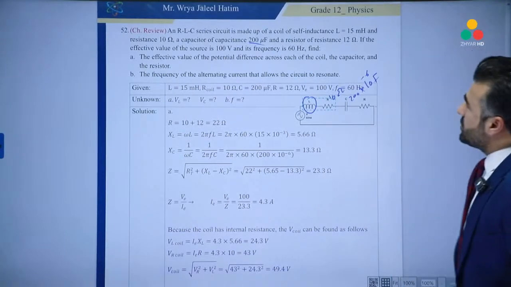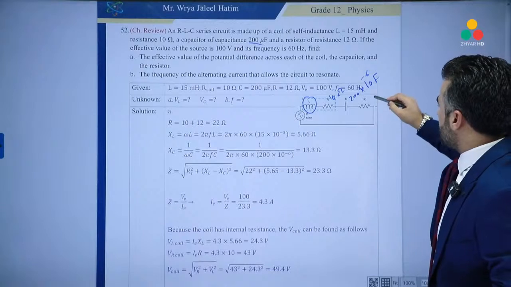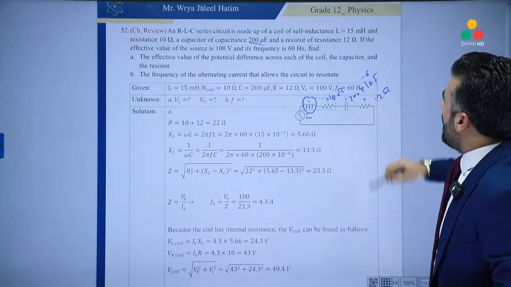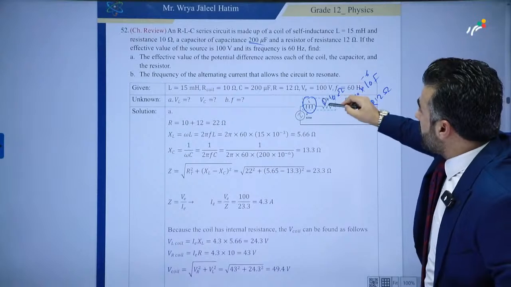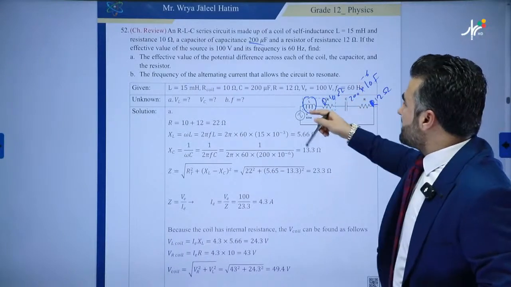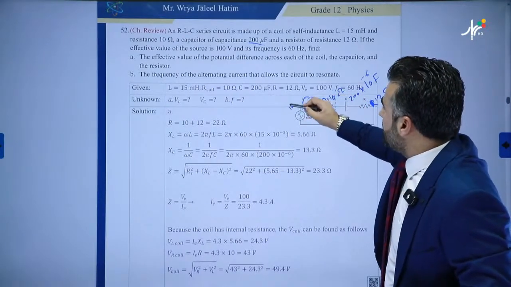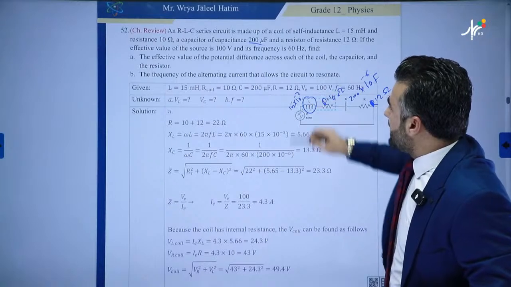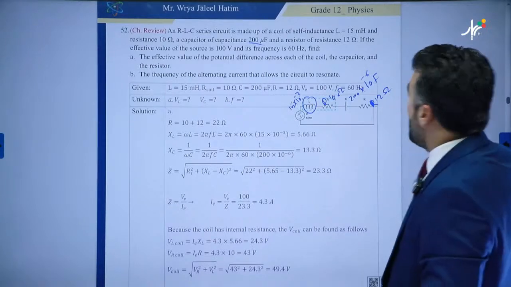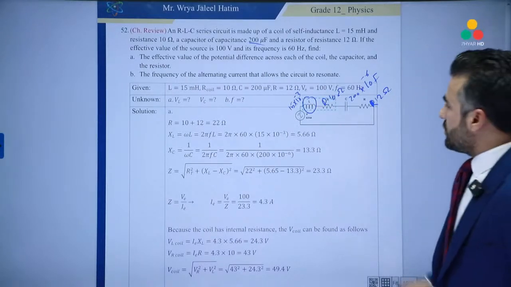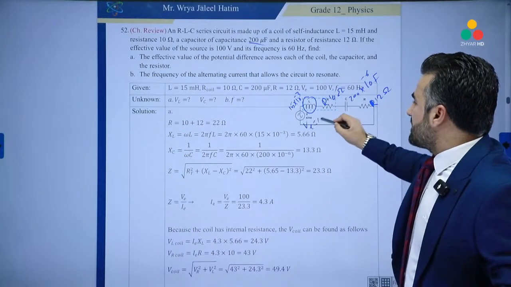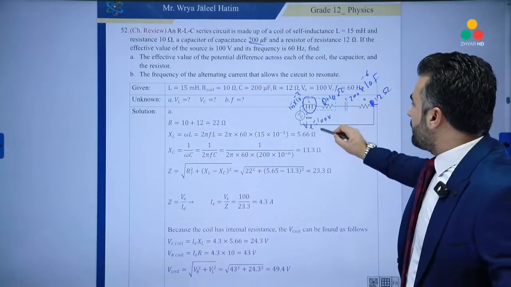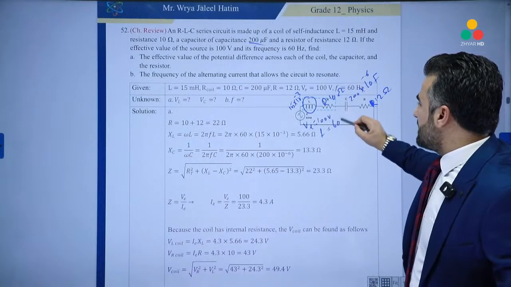And then a resistor of resistance 12 ohm as well. That is basically R for the pure resistance. This is R for the coil, don't forget, okay? And this is L. The value for L was 15 milli, 15 times 10 to the power negative 3 Henry. Okay, so the effective value of the source, as you can see here, V effective, is 100 volts, and of course the frequency of the source is 60 hertz here.